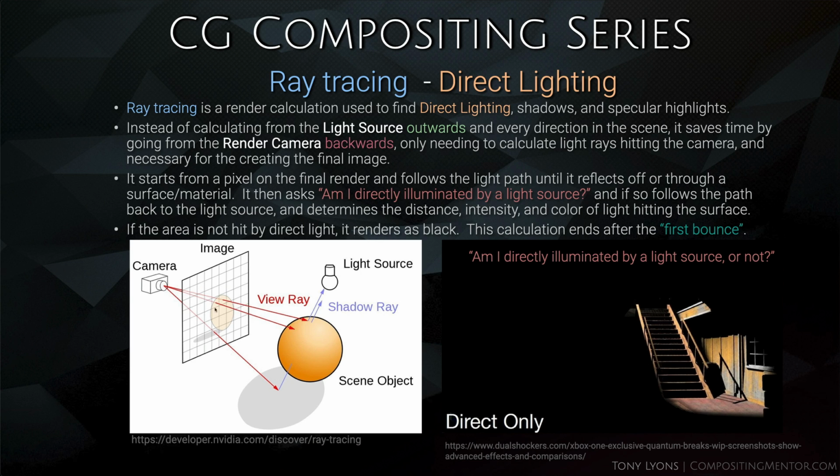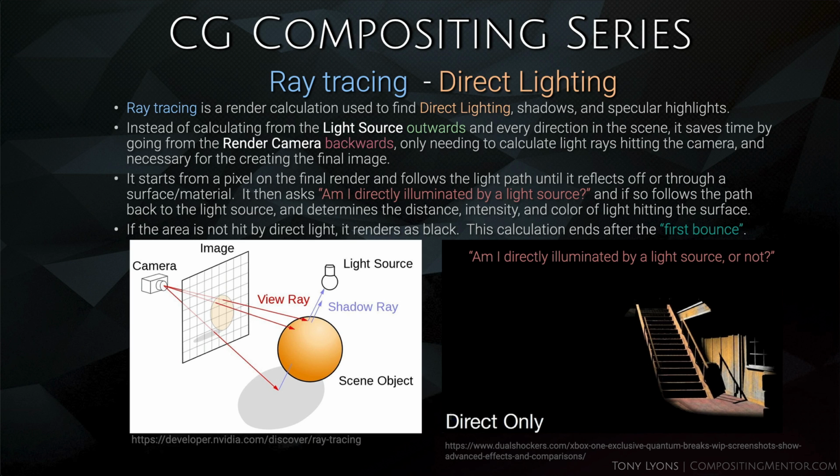Here on the left side, you can see an illustration of the lights shooting backwards through the pixels of the final image until it hits the surface, and then trying to trace the light ray back to the light source to determine if the object is getting hit by a light and what color and intensity that light should be.